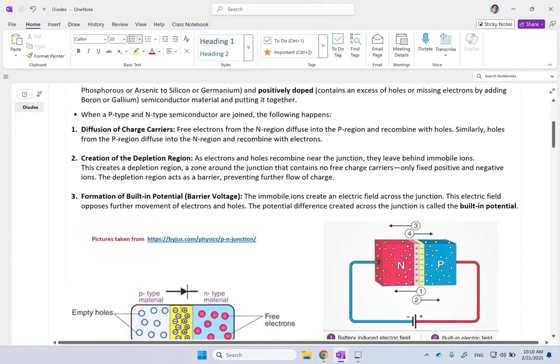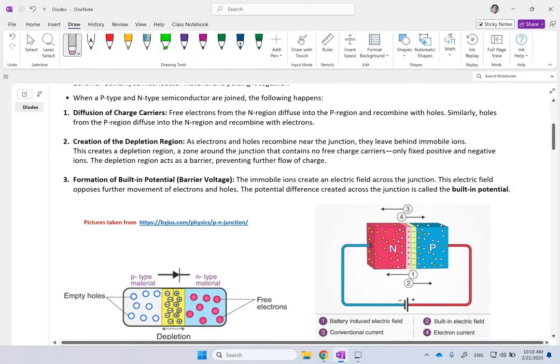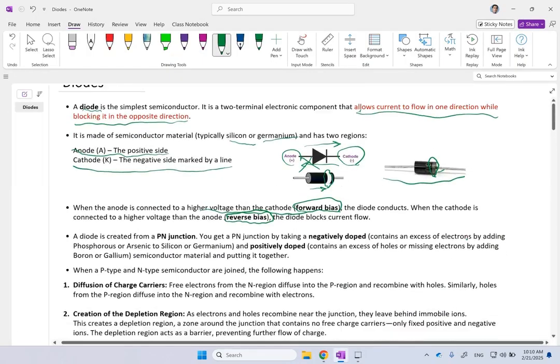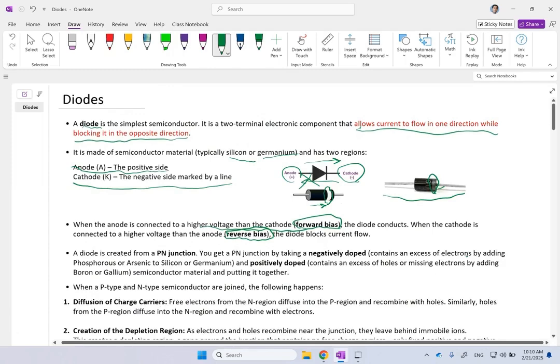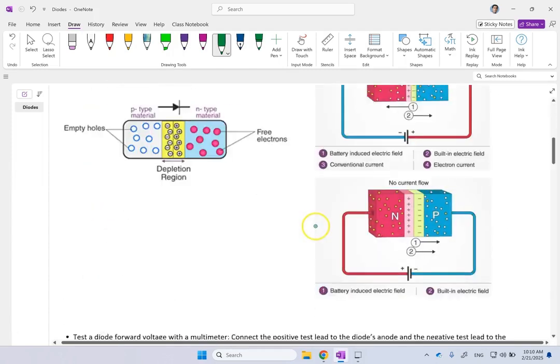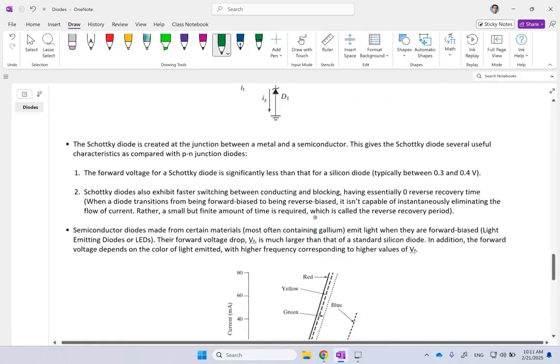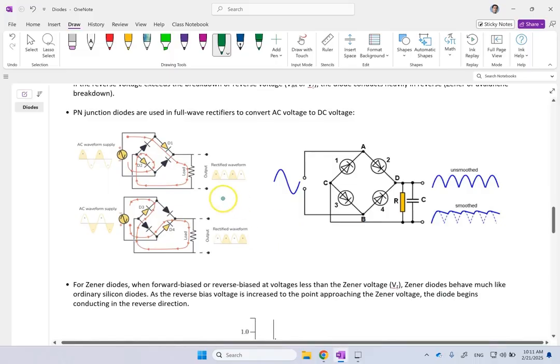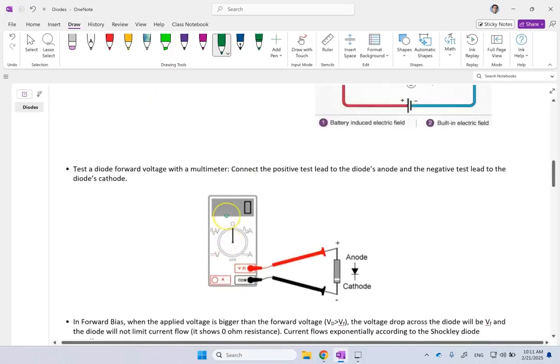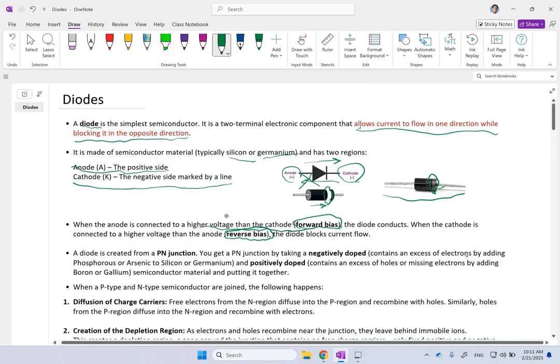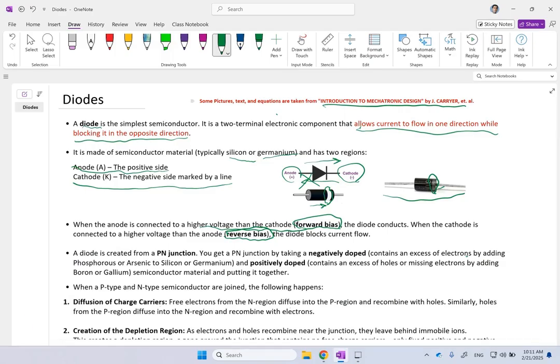If I want to show you with pictures, these pictures are taken from this website, by the way. Wherever I borrowed anything from anybody, I made sure to mention it. These pictures are taken from this website, and when we go down there, I have some of these plots and everything. I will add all of the references, and you know that the main book that I'm using is our main textbook here, Introduction to Mechatronics by Carryer et al. So just keep that in mind.